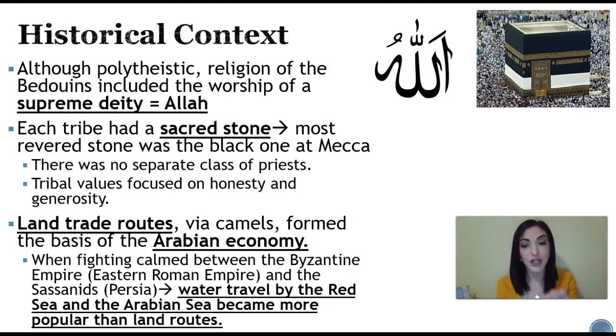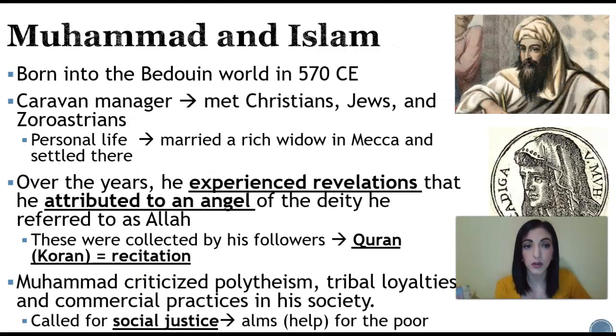There was fighting on land between the Byzantine Empire, which we'll get into later, the version of the Eastern Roman Empire, and the Sassanids, which is another empire in Persia. At one point, these two groups are fighting. And so because they are fighting and they're disrupting things on the land, water travel is actually going to become more important. So water travel via the Red Sea and the Arabian Sea is going to become more popular than these land routes. So eventually the economy of these early people is going to go down.